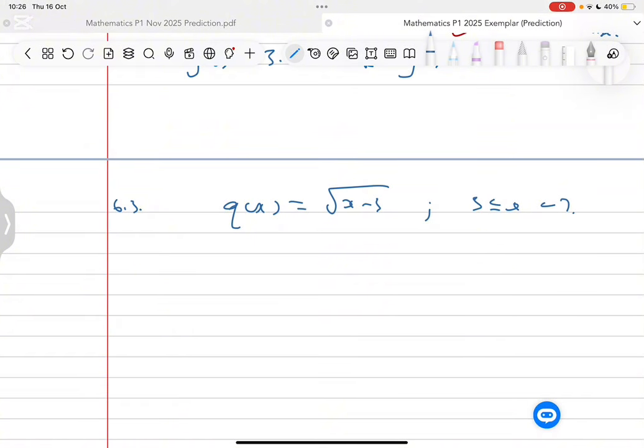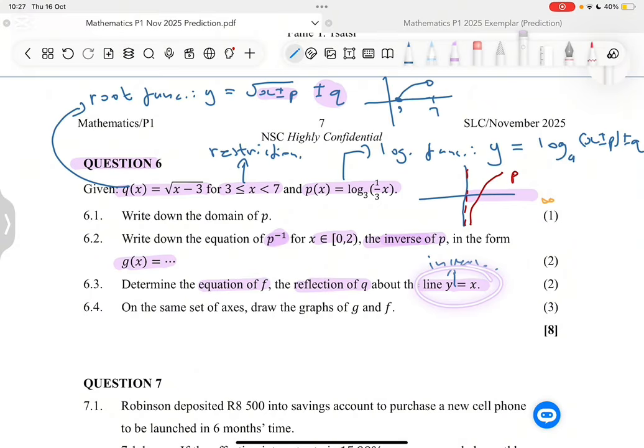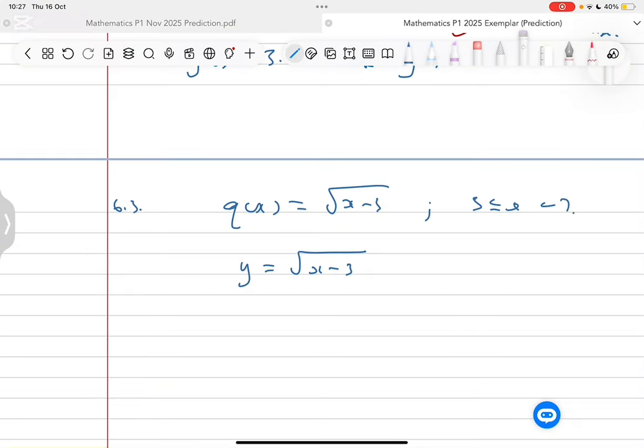Now we're going to do the same thing because it's an inverse really. We're going to firstly write this in the form of y. We're going to change our q to y because q is a value of y. It represents the output values. And here I'm going to have the square root of x minus 3. Then following this, I'm going to interchange x and y. I'm going to swap x and y because I'm reflecting this across the line y is equal to x. Now this would mean that my y will become an x, and I'm going to have a root of y minus 3.